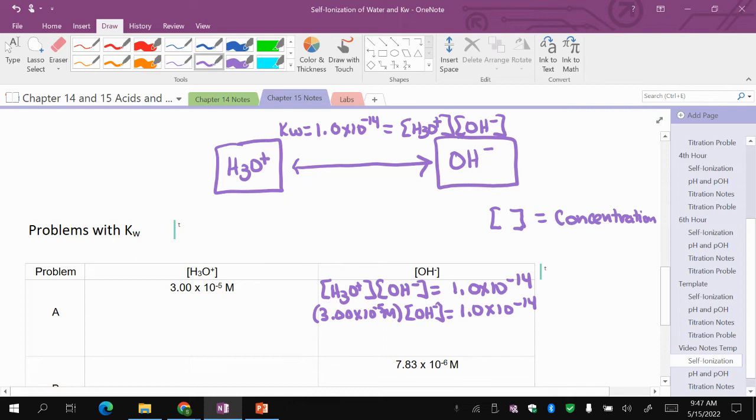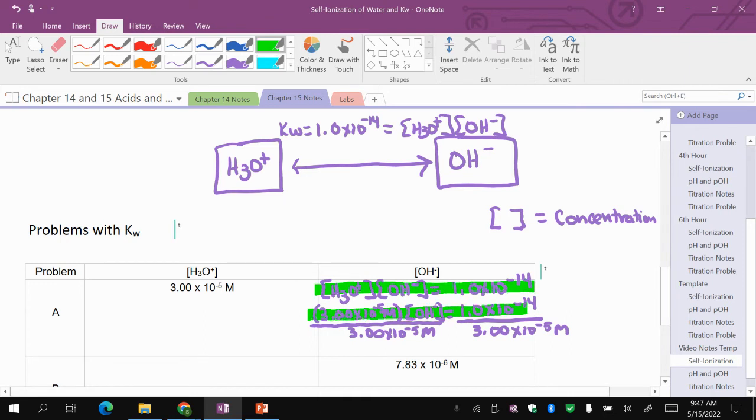I'm going to solve for the hydroxide ion concentration by dividing both sides by 3.00 times 10 to the negative 5th molar. What you would have to show on your assignments and on your test next week would be this: the numbers plugged in, and then the answer with correct units and sig figs. You don't have to show me the dividing.